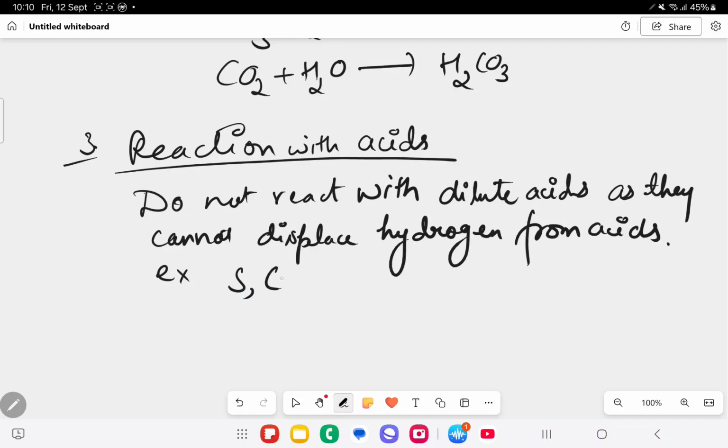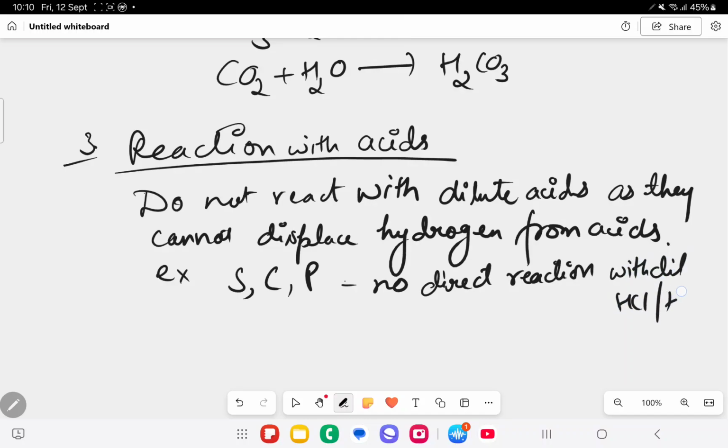Example: sulfur, carbon, phosphorus. They have no direct reaction with dilute HCl or H2SO4.